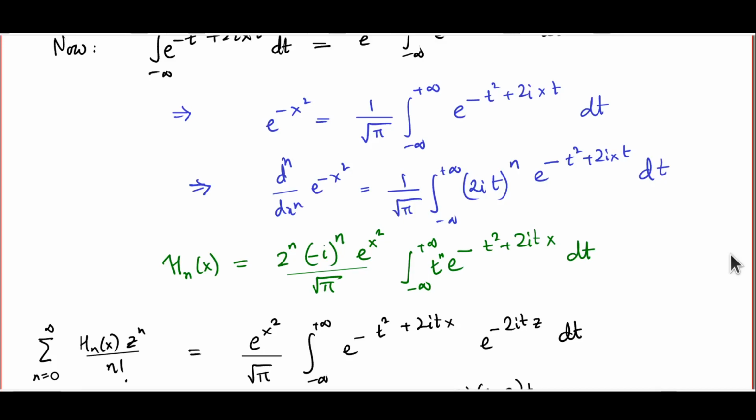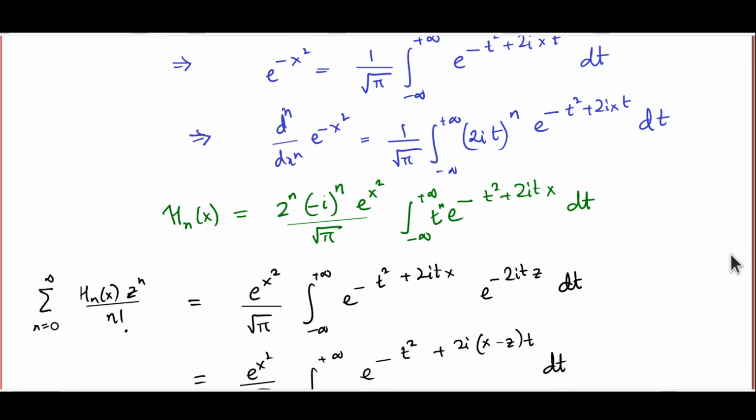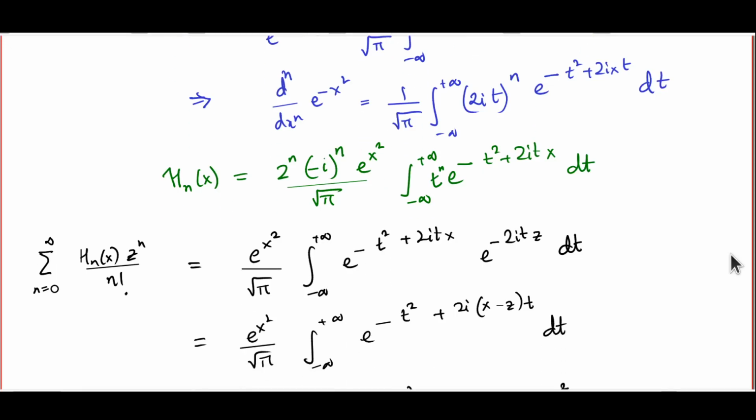But if you do that, the n dependence on the right hand side essentially becomes (2 to the n minus i to the n) t to the n divided by n factorial, and when you sum that up over n from 0 to infinity, what you get is e to the minus twice itz. So basically the integral on the right now has this integrand e to the minus t square plus twice itx minus twice itz. Again an integral which can be easily calculated, essentially the same integral as the one we have done before, except that x has been replaced by x minus z.